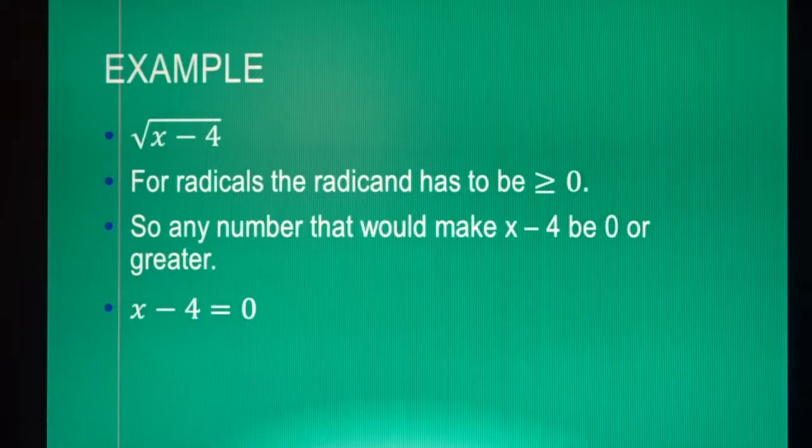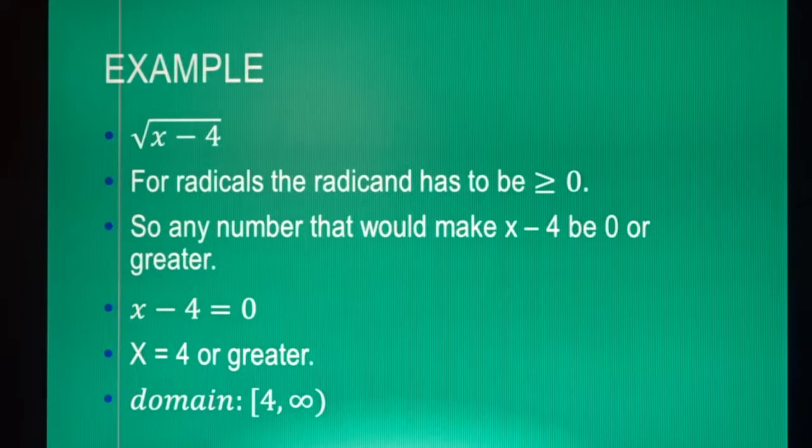So we want to know what makes x minus 4 equal 0. And we know that 4 or greater would be okay. So anything less than 4 would not be okay. And so our domain is 4 and greater. Anything that's less than that would not be okay and would be excluded from our domain.